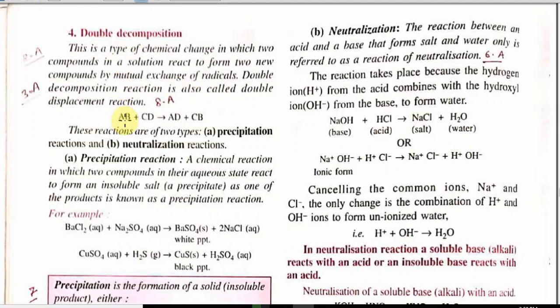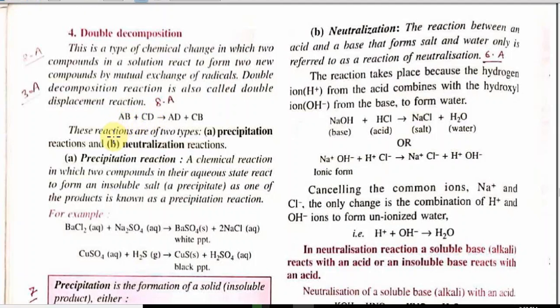Now let us see, this is a compound AB and this is a compound CD. In this double decomposition reaction, A loses its part B and C loses its part D. So A will lose B and get D. Similarly, C will lose D and get B. It means AB will change to AD and CD will change to CB.